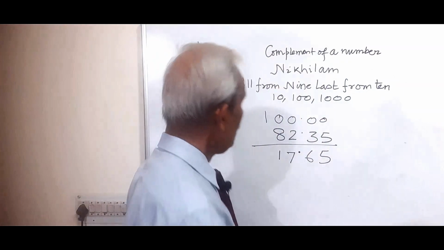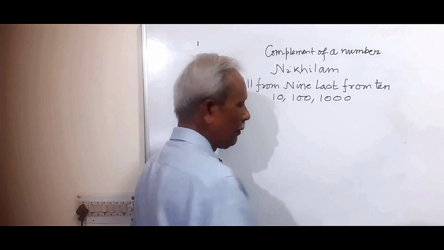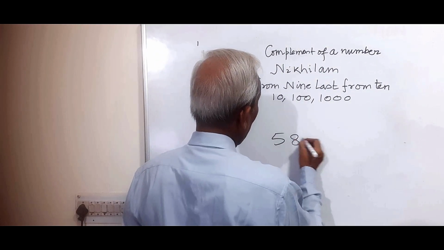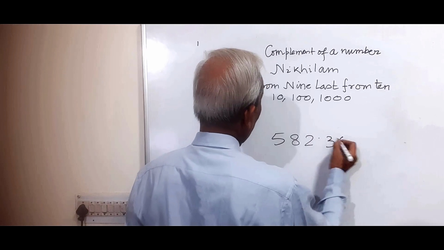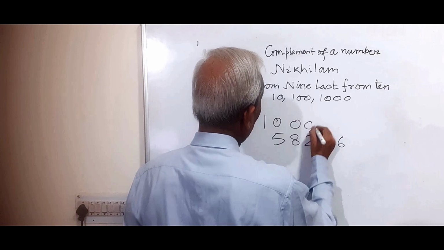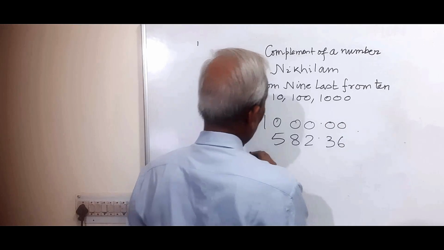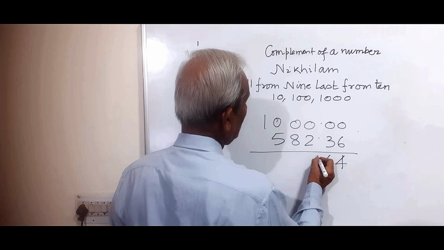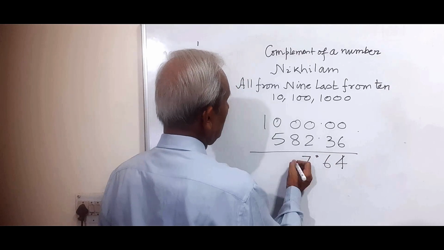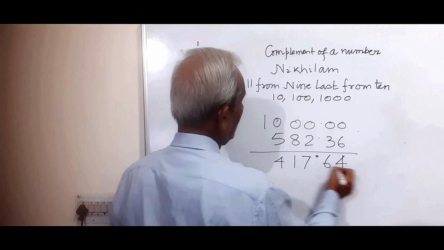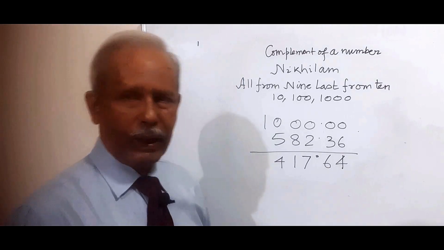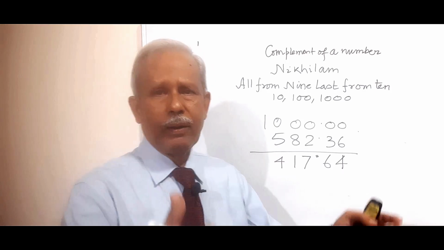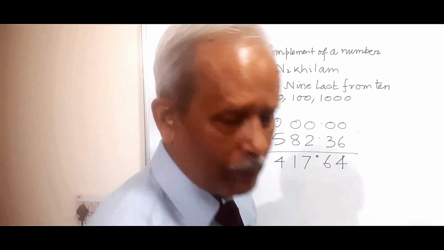Similarly, if I ask you, what is the difference of 582 rupees and 36 paise from 1000? How do you get it? 10 minus 6 is 4, 9 minus 3 is 6, decimal in its own place, 9 minus 2 is 7, 9 minus 8 is 1, 9 minus 5 is 4, 417.64. That's all. It's quite simple. So you can subtract any number in decimal from 100 rupees, 1000 rupees, 10,000 rupees, like that.